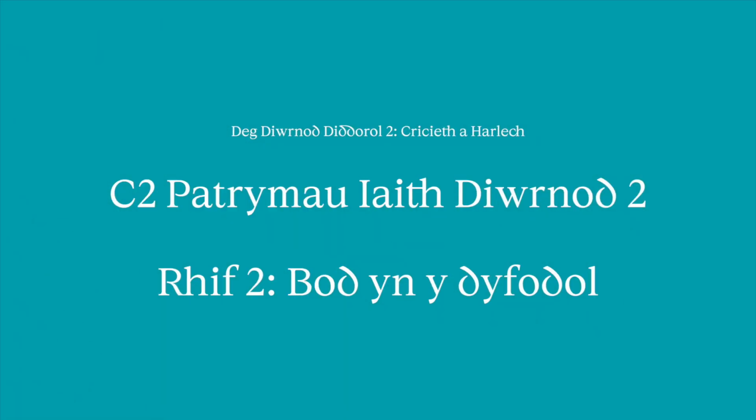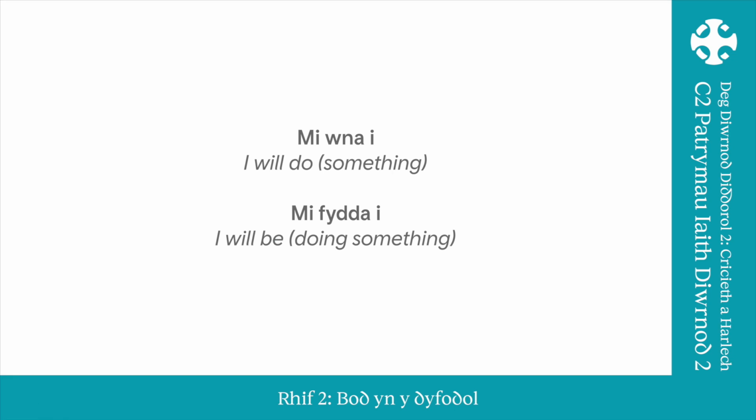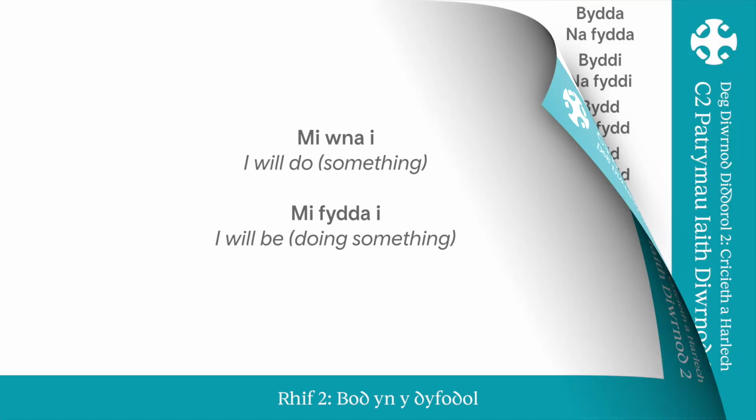Rhif 2. Bod yn y dyfodol. Bod in the future. The irregular verb bod in the future. Instead of talking about doing things, this future tense is about being, or what you will be doing. Mi wna i, I will do something. Mi fydda i, I will be doing something.